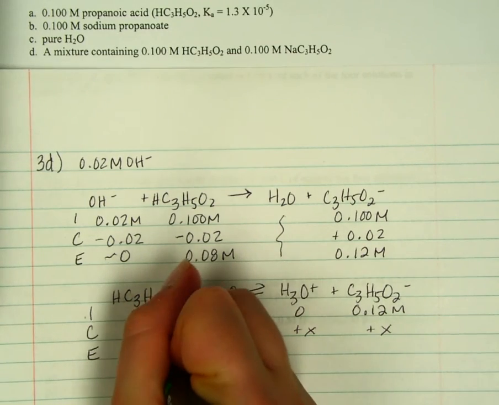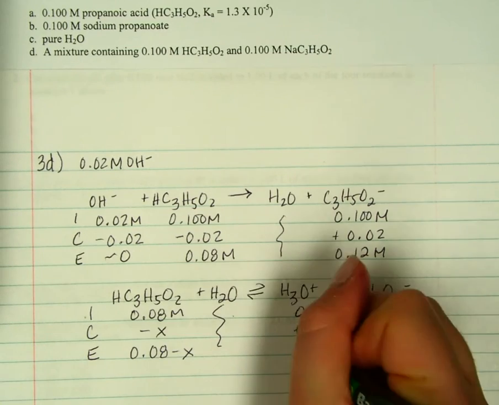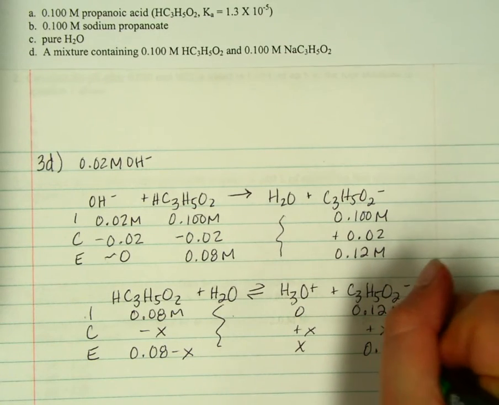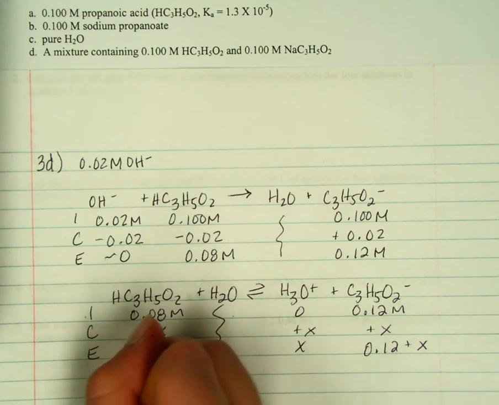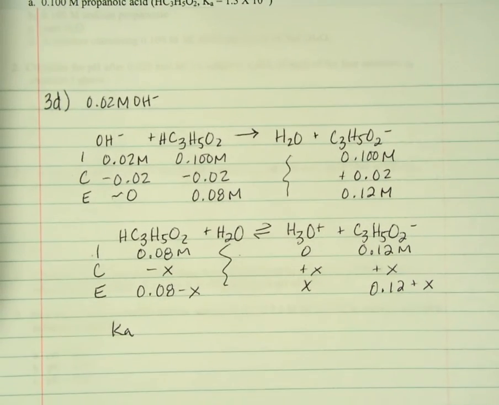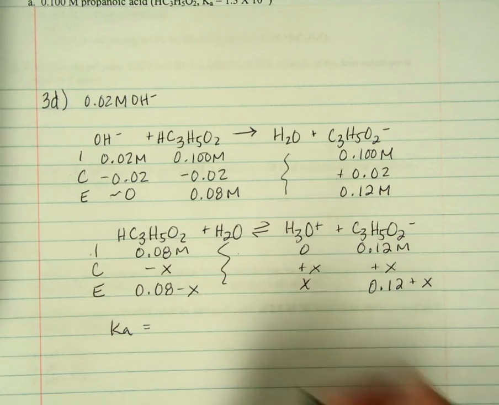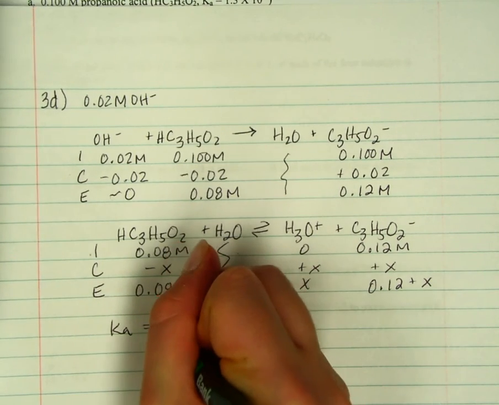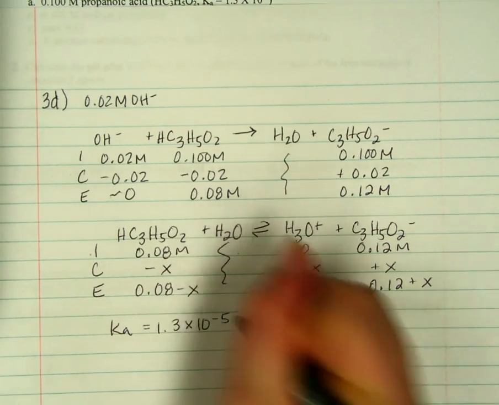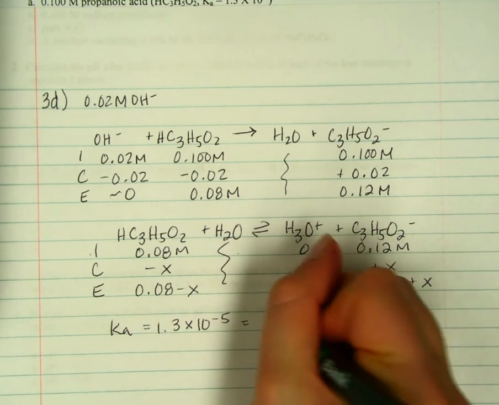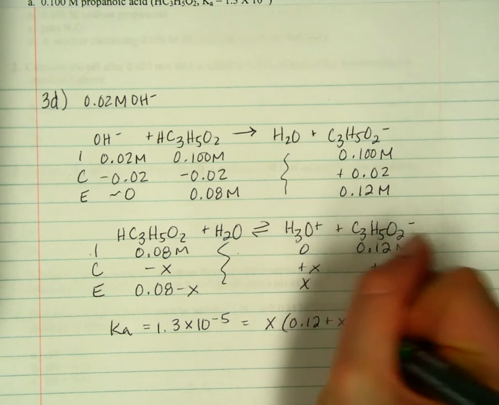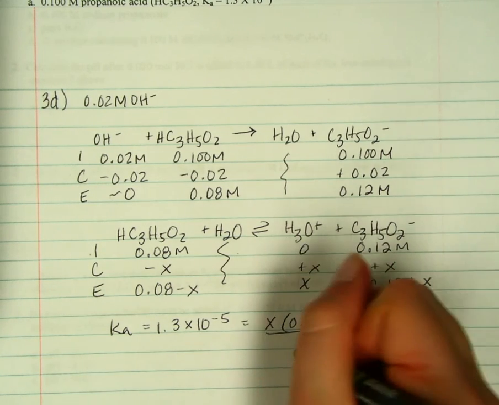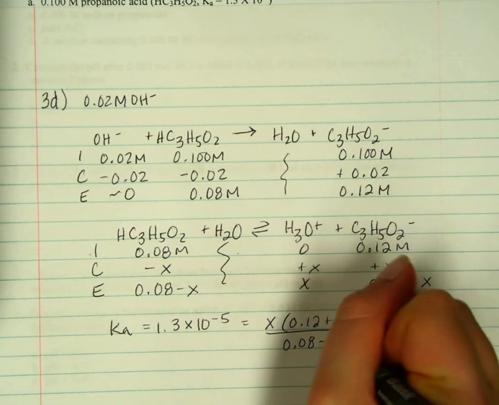This should all look familiar. Very similar problems. So now I have my concentrations: 0.08 minus X, X, and 0.12 plus X. I write my Ka. And if you look at problem number 1, it will give it to you for propanoic acid, 1.3 times 10 to the negative fifth. That equals X times 0.12 plus X divided by 0.08 minus X.